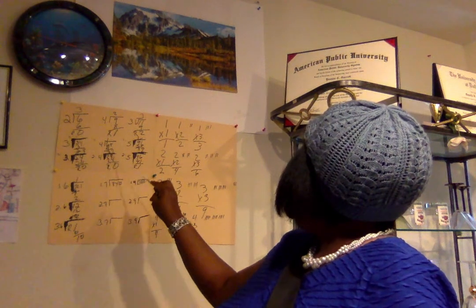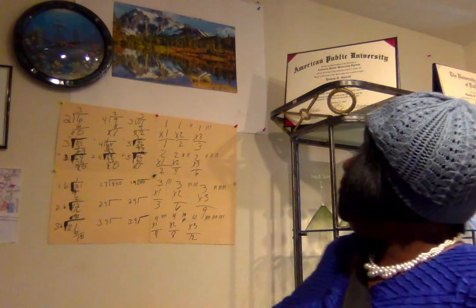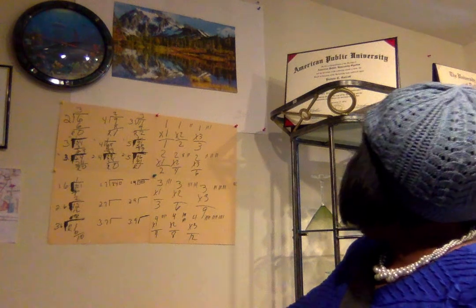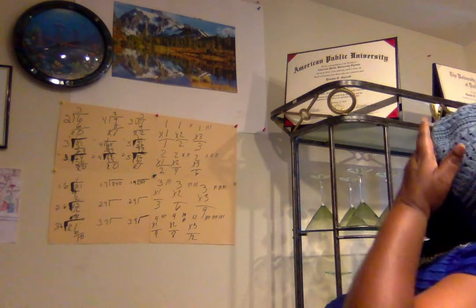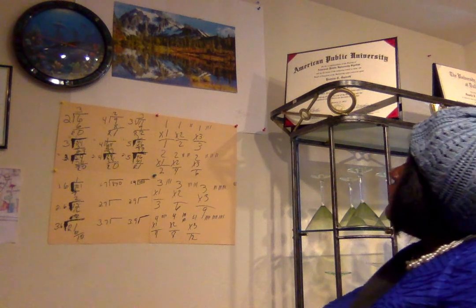Subtract. 28 from 28 is 0. So your answer is 27, remainder 0. Moving on to the next number.